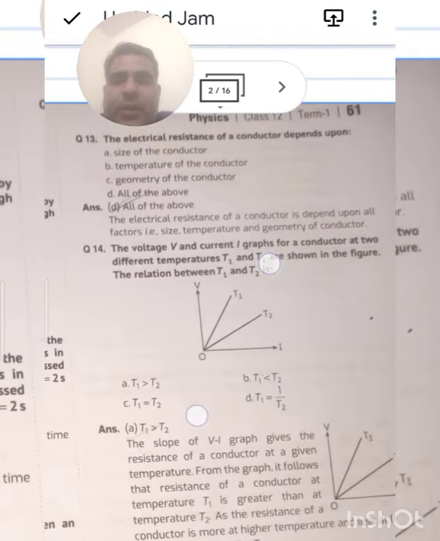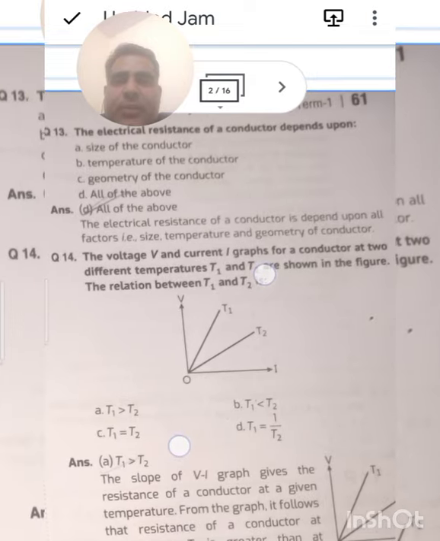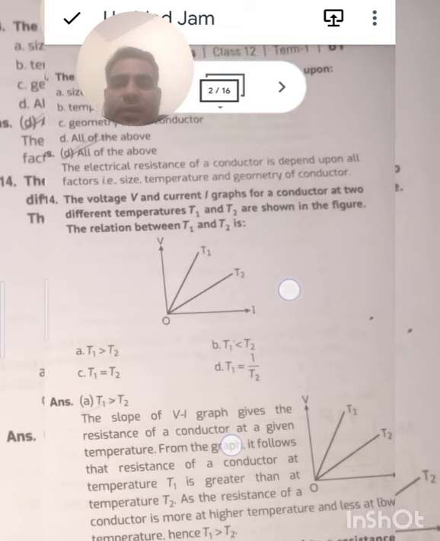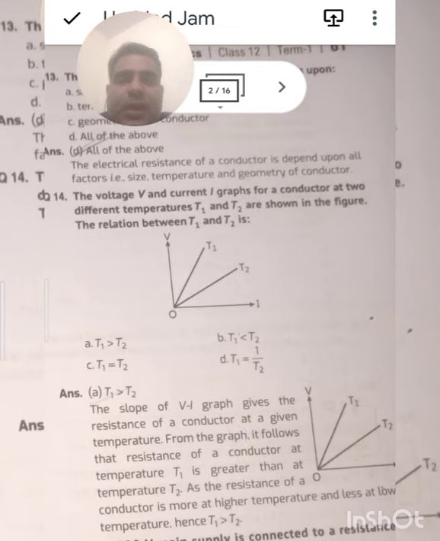Ionosphere. The electric resistance of a conductor depends upon the size, also temperature, and also the geometry. So the answer is all of these. The electric resistance of a conductor depends upon the factors: the size, temperature, and geometry of the conductor.